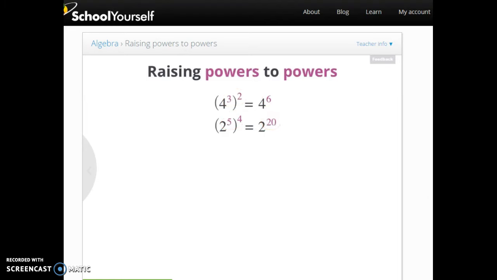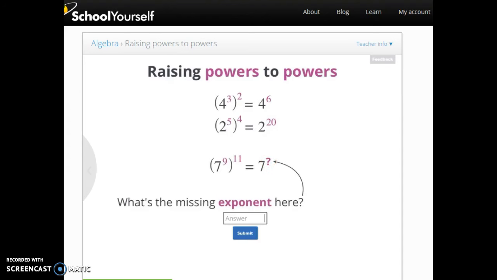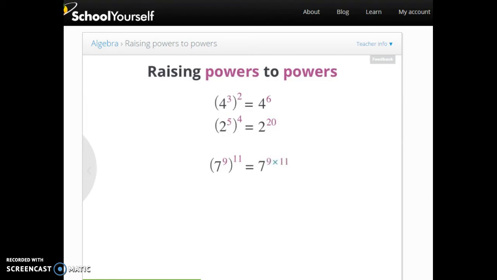Try applying this rule to another expression, 7 to the 9th power, then raised to the 11th power. This equals 7 to what power? Exactly, so the missing exponent here is 9 times 11, or 99. So 7 to the 9th, then raised to the 11th, equals 7 to the 99th power, meaning you're multiplying a total of 99 7s together.